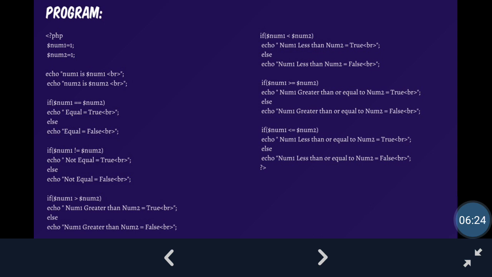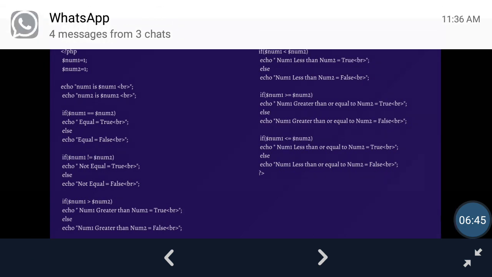Now we are going to use all the operators one by one. The first one was equal to. So it is if $num1 is equal to num2. So here 1 is equal to 1. Okay, so what are we going to get? The output: equal is equal to true. If 1 is not equal to 1, then only the else part will get executed.